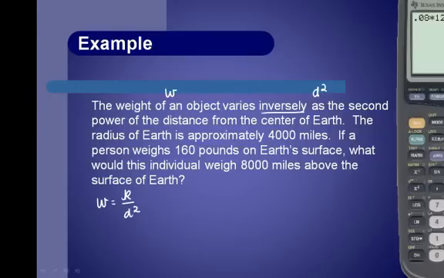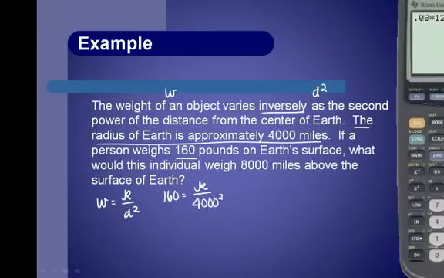So the first thing we're going to do is find k. The radius of the earth is approximately 4,000 miles. So that means the distance from the center of the earth, that's the radius, is going to be 4,000. And then what they say is if a person weighs 160 pounds on the earth's surface, so that means the weight is 160 equals k over the distance from the center of the earth, which is 4,000 miles.